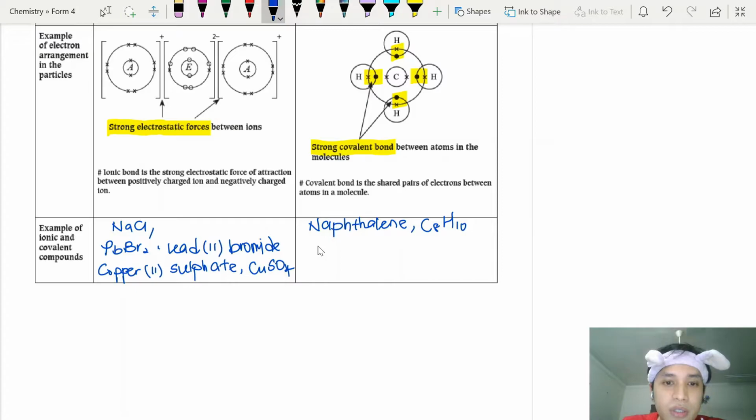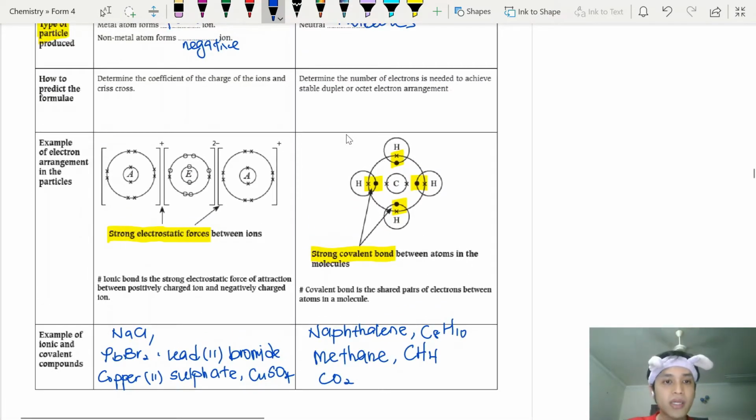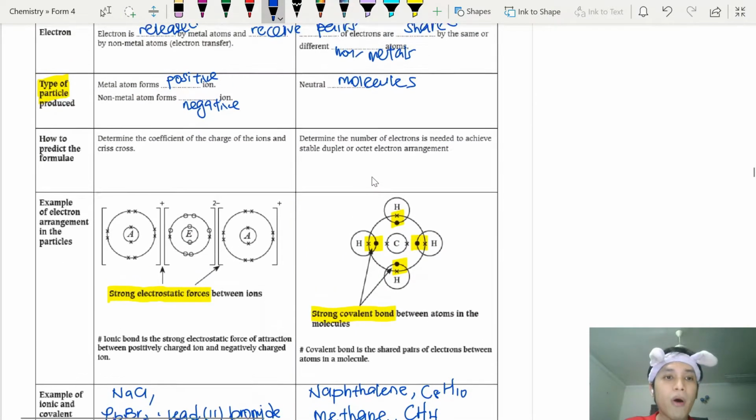For example, your methane. Okay, your methane gas, for example, this is your methane gas, right? CH4. All right, your carbon dioxide, and then many more. So those are the differences between an ionic bond and a covalent bond.